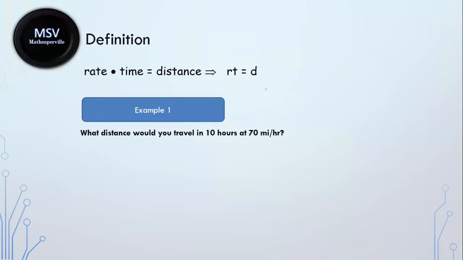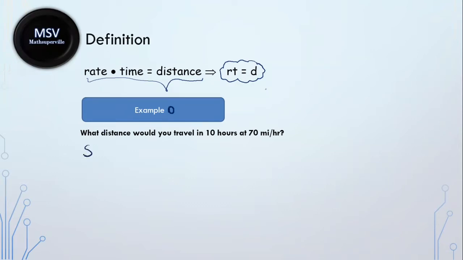So the main formula is rate times time is equal to distance. This is the way we denote the formula. So for example, what distance would you travel in 10 hours at 70 miles per hour? Let's call this example 0.